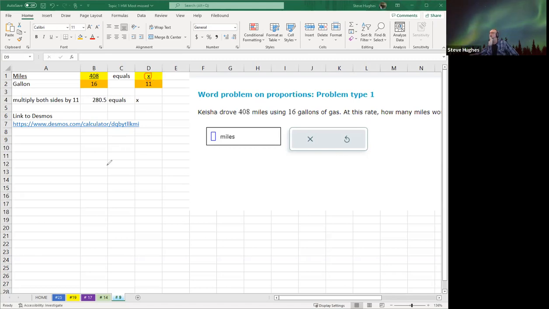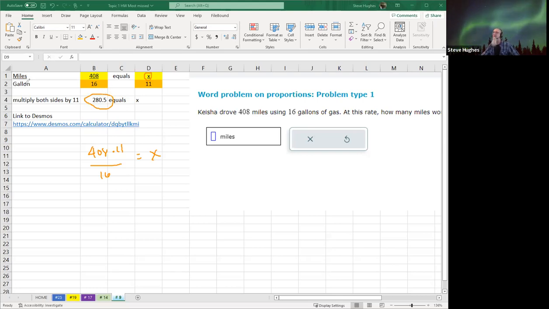I then am going to cross multiply, right? It says multiply both sides by 11. So you have 408 times 11, right? Divided by 16 equals X. You drop that into your calculator and you get 280.5.